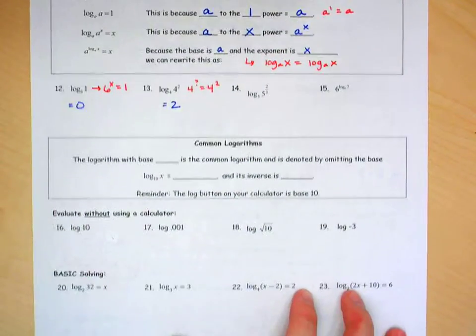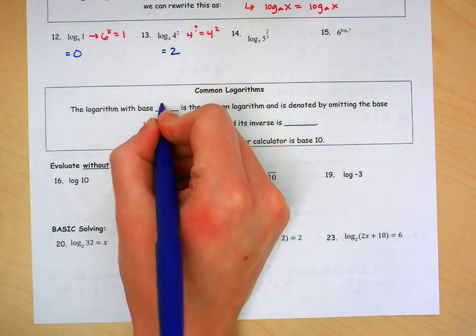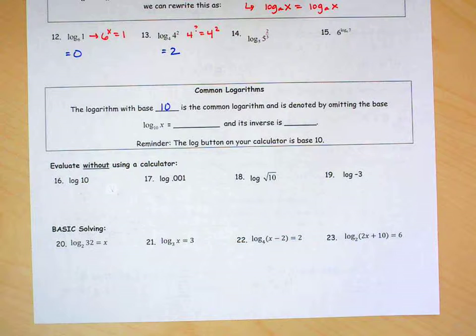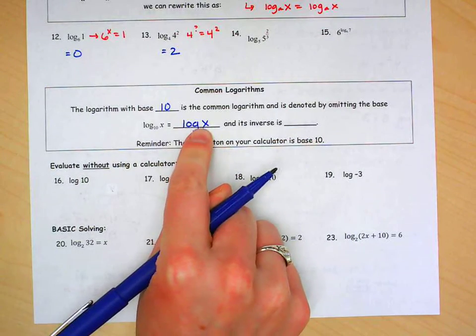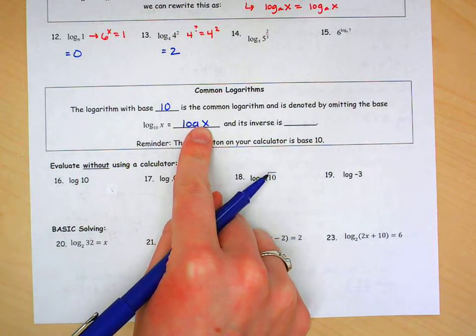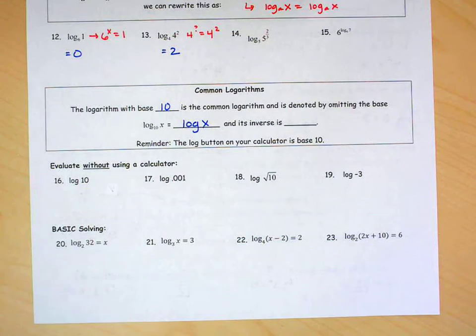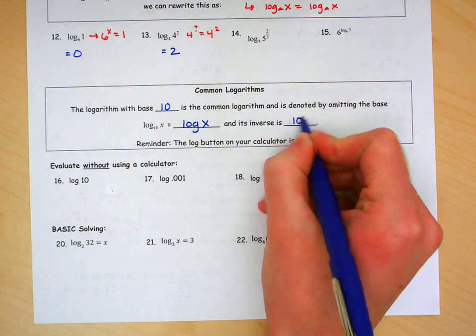Okay, we got 2 more things to cover quickly. The first is this concept of a common logarithm. The logarithm with base 10 is called the common log, and it's denoted by omitting the base. So a lot of times whenever you see log of x, there's an invisible 10 there. It's base 10. And the inverse of this is going to be, because remember this is base 10, the inverse is going to be 10 to the x.